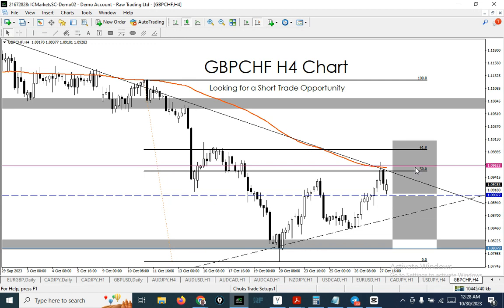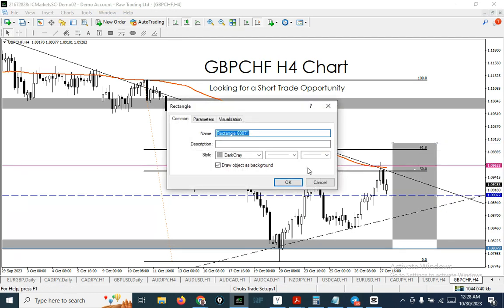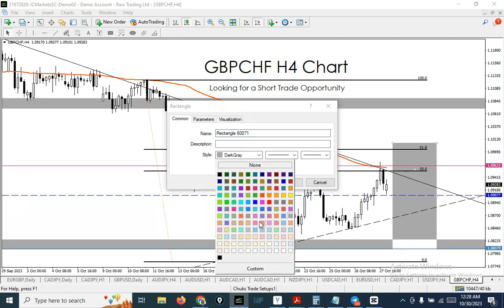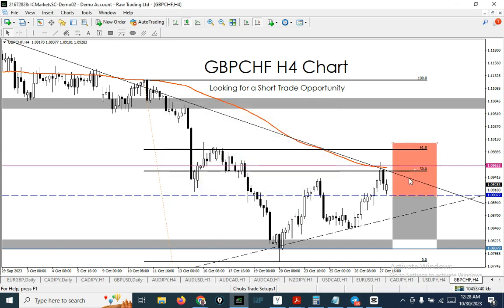Okay, duplicate it. I want to change this color to a shade of red, as my sell stop loss order price level. Then this should be slightly up. Okay, all right, so that is the stop loss.